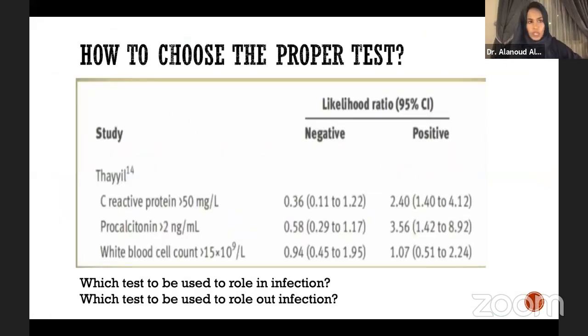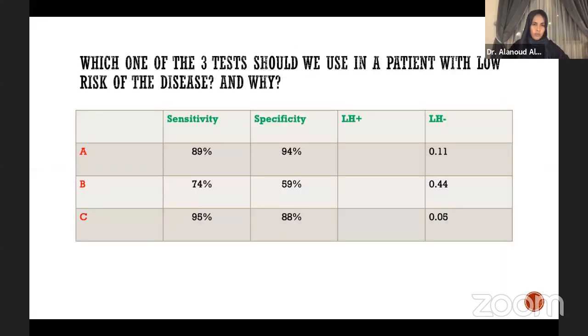Okay. Here is a quick test, an example. If you were to choose a test that can tell you who has a high probability of having infection, you have C-reactive protein, which we use when we suspect infection, procalcitonin more than 2, or white blood cell count. So which test should be used to rule in the disease, and which test to rule out the disease? I'll leave you, we'll get back to it.